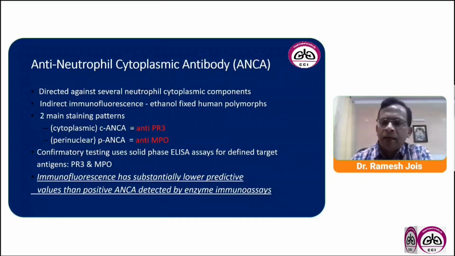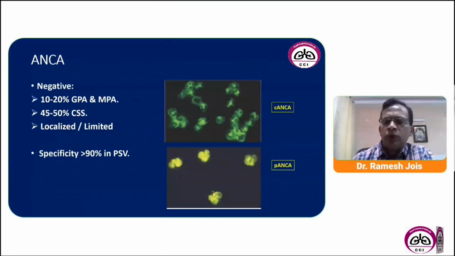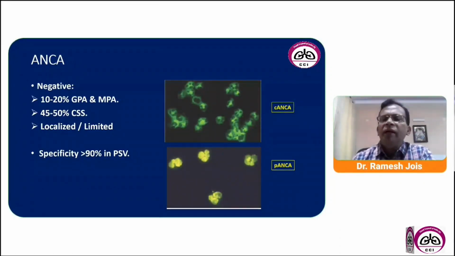So when you ask for an ANCA, you can ask for an enzyme immunoassay, and if either PR3 or MPO is significantly positive, you can also ask for an ANCA by immunofluorescence to compare. This is how ANCA looks on immunofluorescence. That's the cytoplasmic pattern and the perinuclear pattern. And the cytoplasmic pattern is more described with GPA or Wegener's, and a P ANCA is more described with MPA and sometimes with Churg-Strauss. But it's important to remember that only about 45 to 50% of patients with Churg-Strauss are ANCA positive, and in the majority of instances, it is P ANCA.